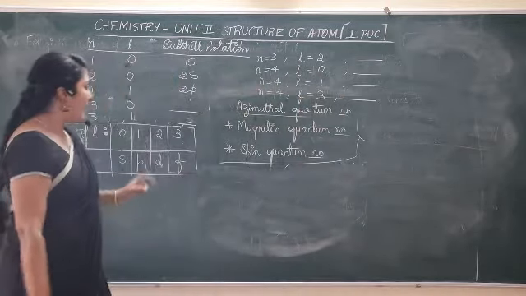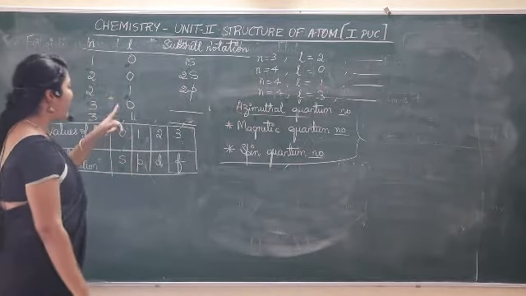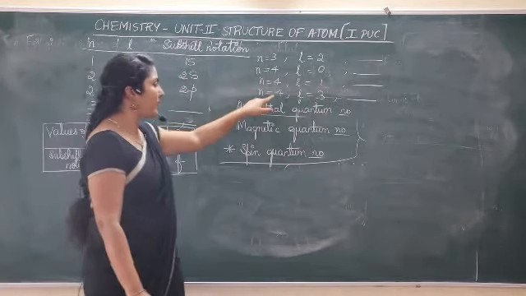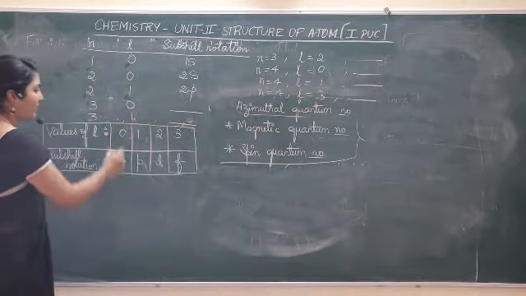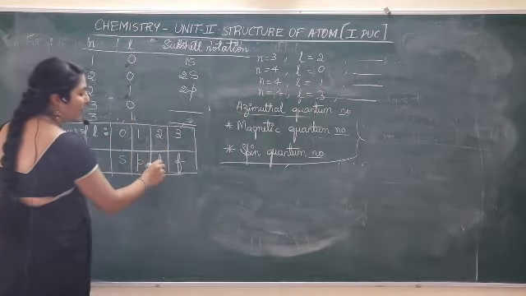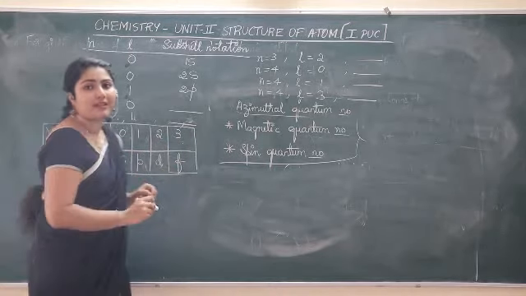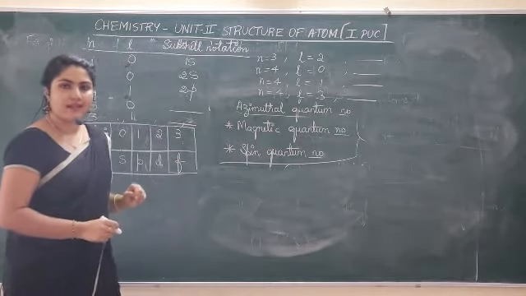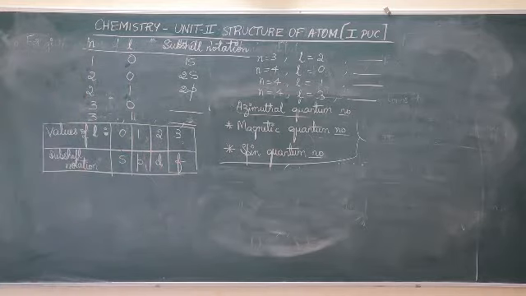What you have to see? n, you are going to write the same. L value, you check out. 0 means s. 1 means you have to write p. 2 means it corresponds to d subshell. 3 means it corresponds to f subshell, like that. It's very easy, okay? You need not worry about it. Just try writing it.